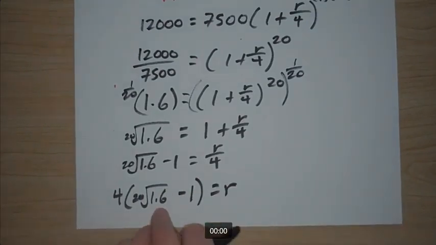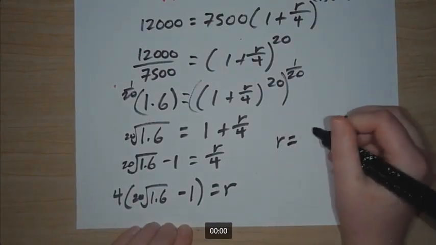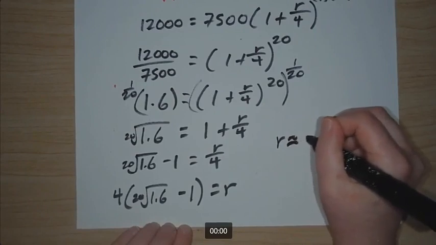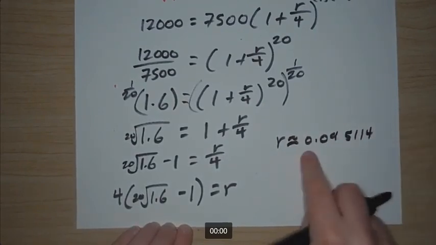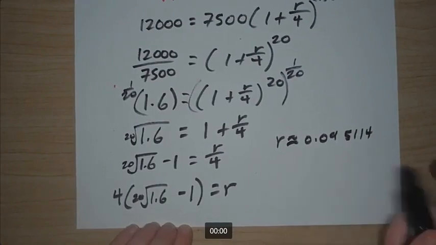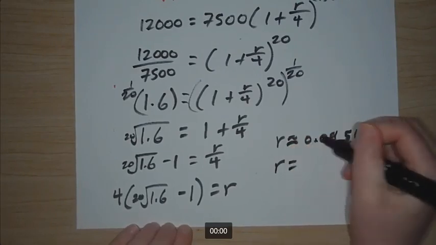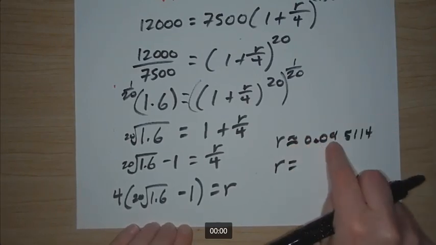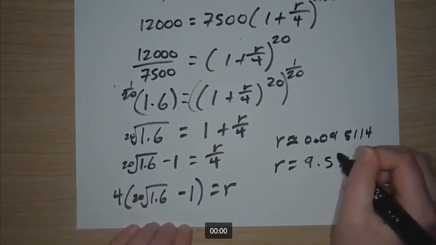And once you plug that into your calculator, you'll find that R is about equal to 0.095114. However, we're talking about an interest rate, so we need to write this as a percentage. So R, if we take this and move the decimal over twice, we get about 9.5%.